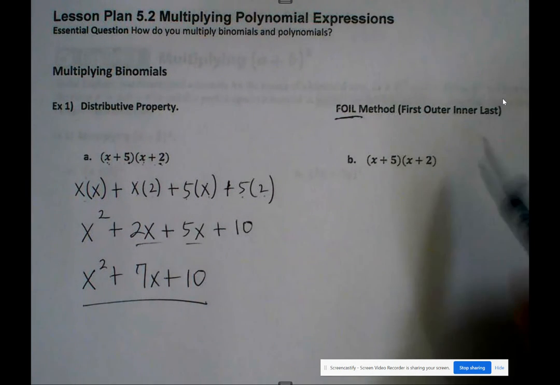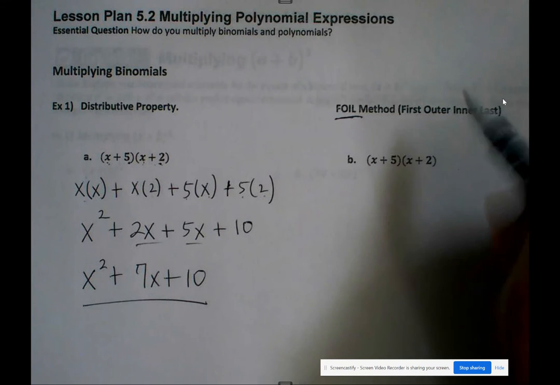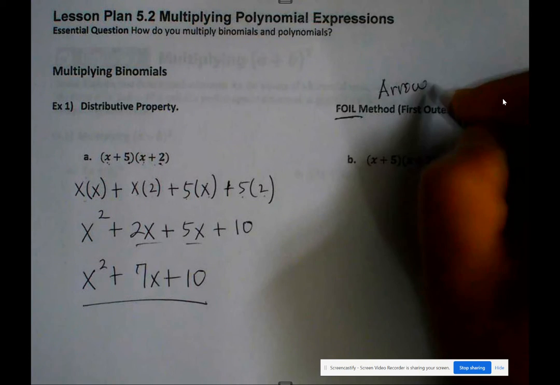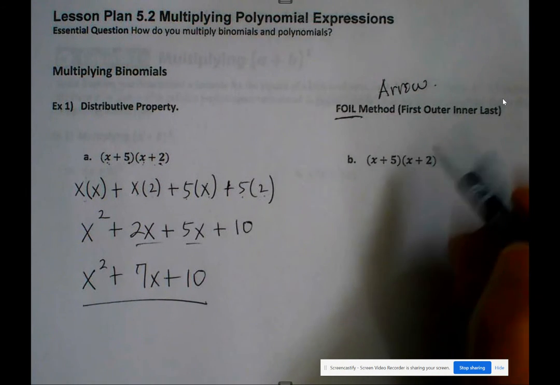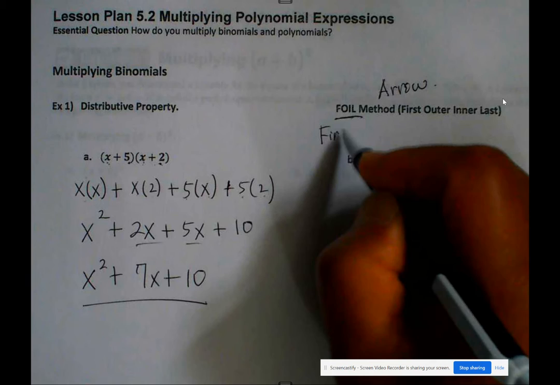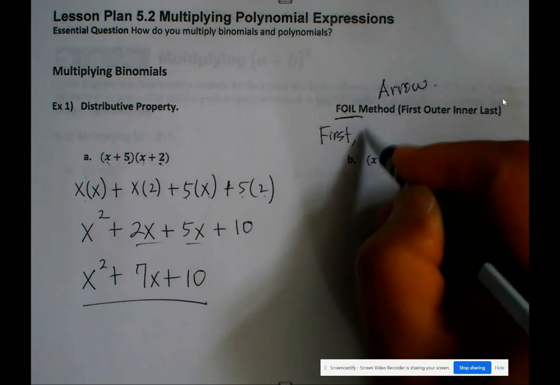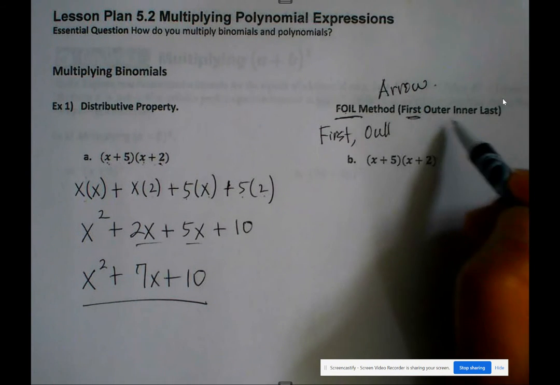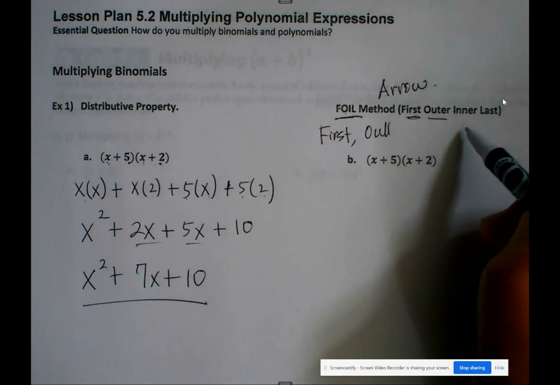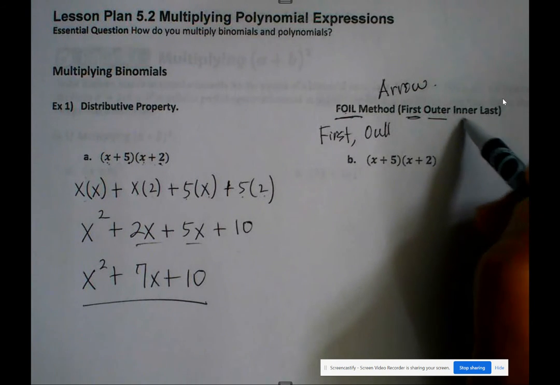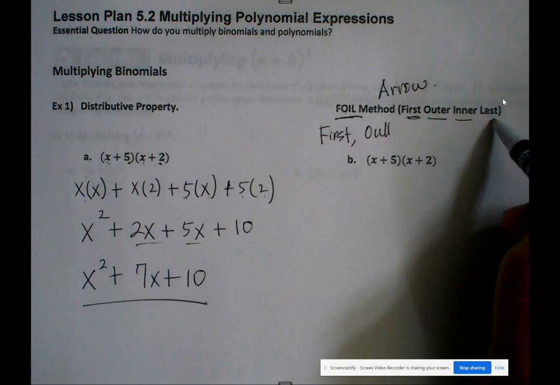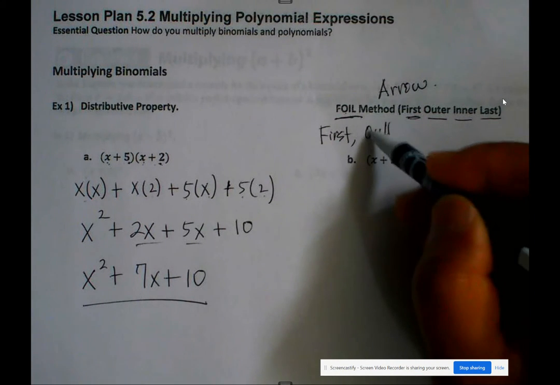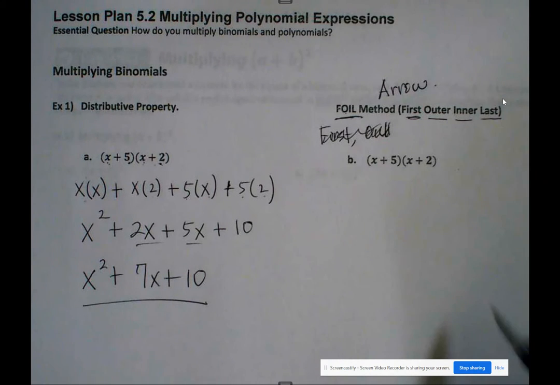Alright, so we're going to use the same example, but this time we're going to use the FOIL method, which is the same thing as the arrow method. Okay? So FOIL stands for first, and then O stands for outer. Oh, I'm so sorry. First, outer is right there. You had it right there. I didn't even see it. And then I stands for inner, and the L stands for last. Okay? All right. Instead of me writing it out, I shouldn't even write this out. Thank you, Mr. Duncan. All right. So here we go.